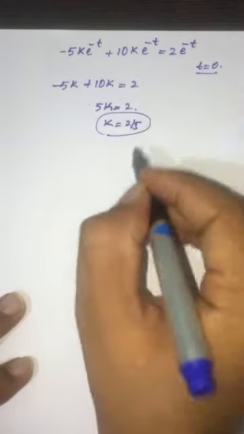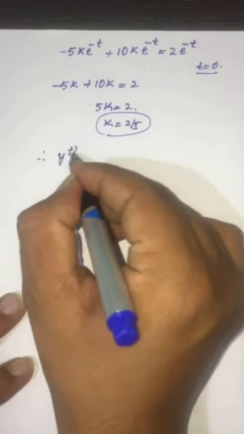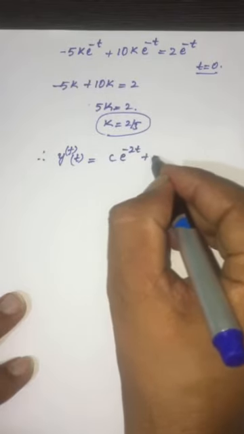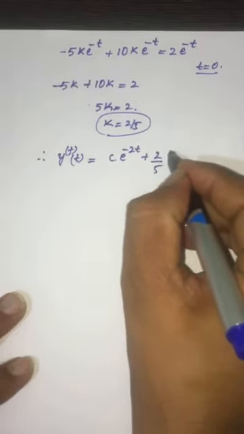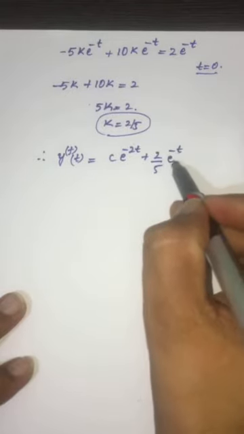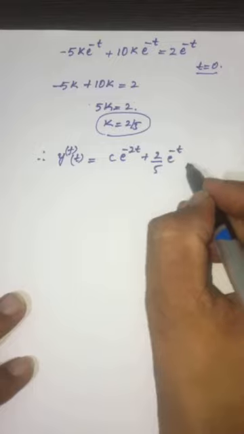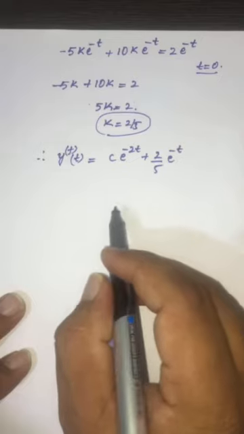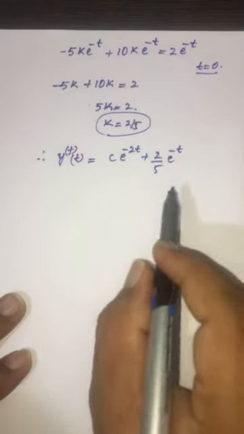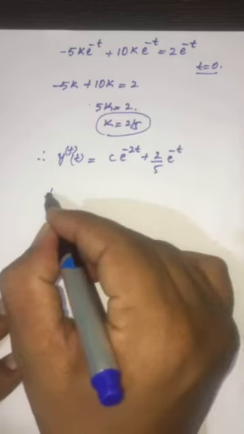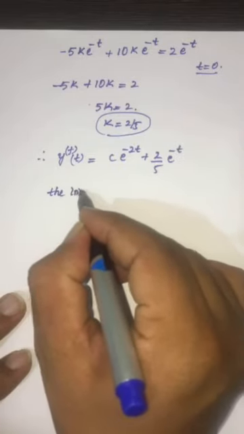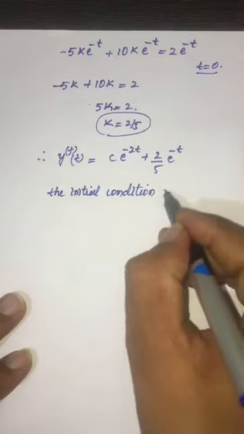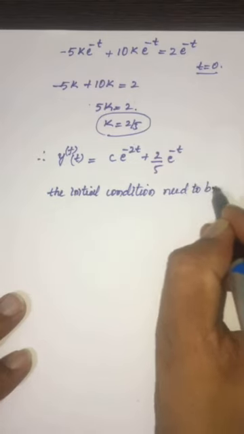Now, since k is equal to 2 by 5, the forced response y to the power of f of t is equal to c e to the power of minus 2t plus 2 by 5 into e to the power of minus t, because it was k into e to the power of minus t in that particular equation. Here the only unknown is now c. Therefore, we need to apply the initial condition, which needs to be equated to 0.